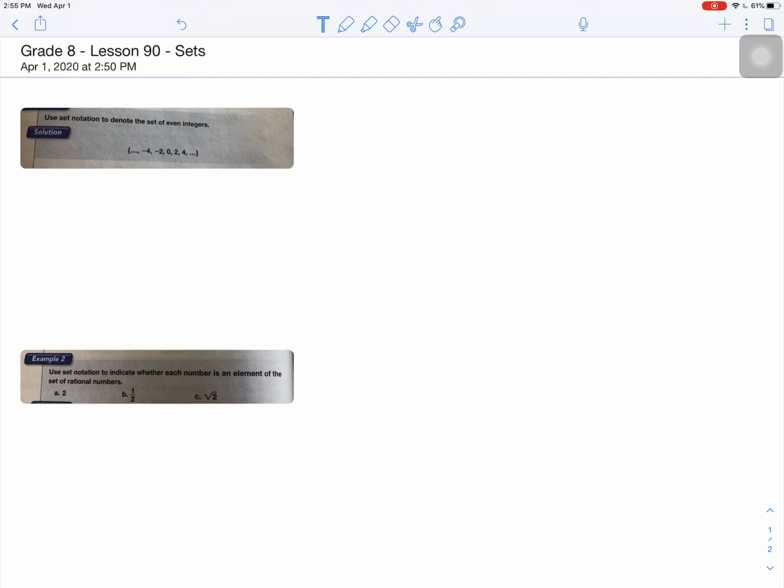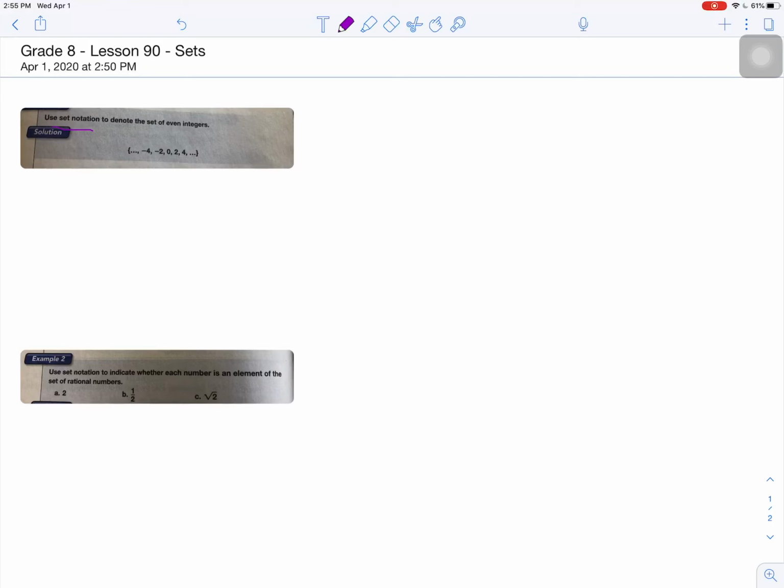Okay, so here, for example, 1, if you're following along on page 599, it says create, use set notation. Now that's a specific language that they're using. Use set notation. So when you see set notation, that's going to help you understand that they're looking for you to show it in a certain way. So here it says use set notation to denote or show the set of even integers.